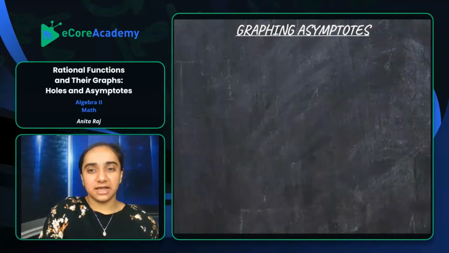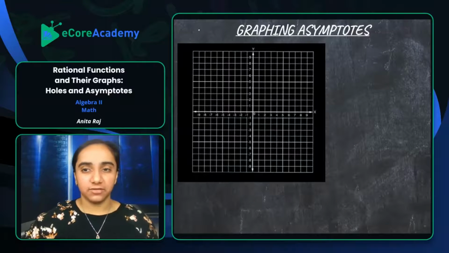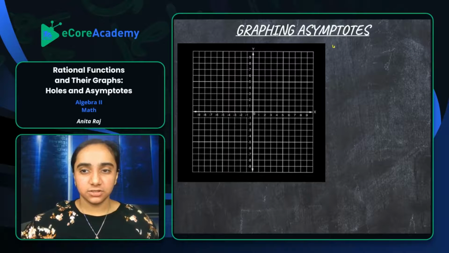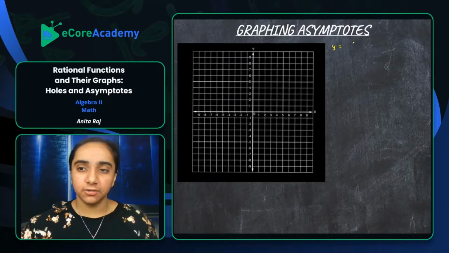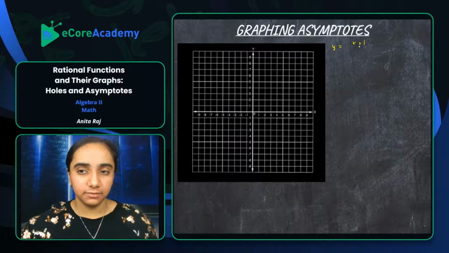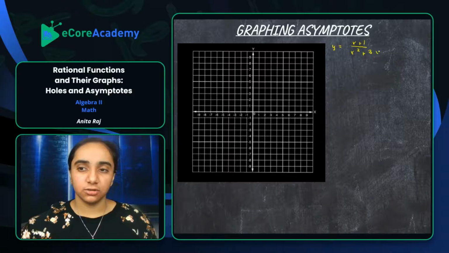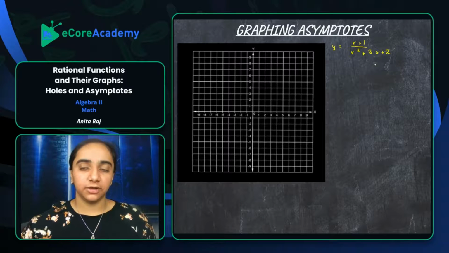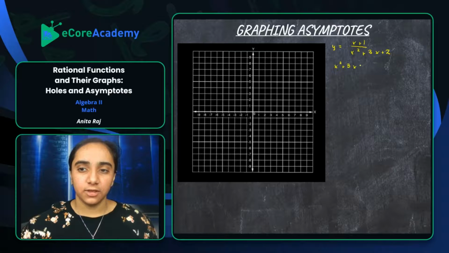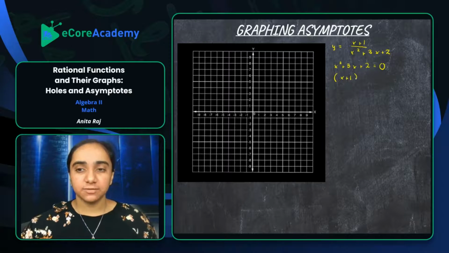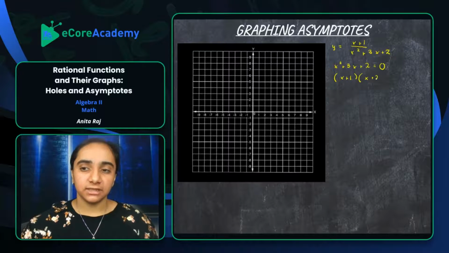All right, so let me pull up a graph, and let's actually get into graphing this. The equation of this rational function is y equals x plus 1 divided by x squared plus 3x plus 2. Our first rule: we set the denominator equal to 0. So x squared plus 3x plus 2 equals 0. This is a quadratic trinomial, so we factor it using the guess and check method: x plus 1 times x plus 2. We set that equal to 0 to find the discontinuities.